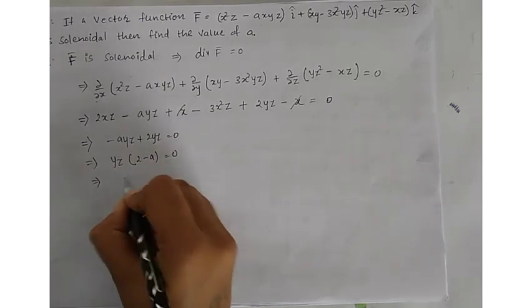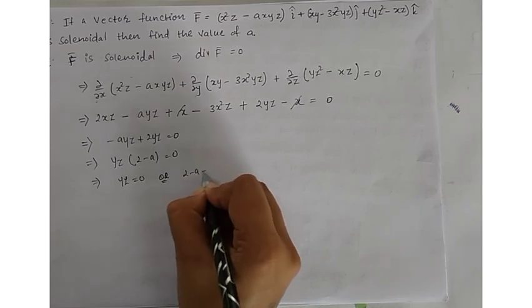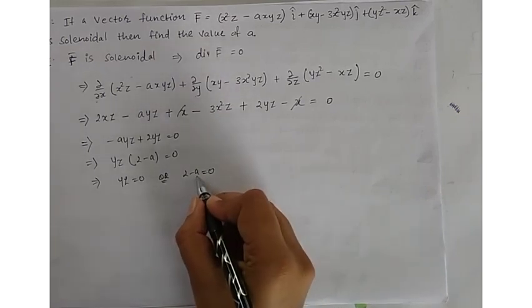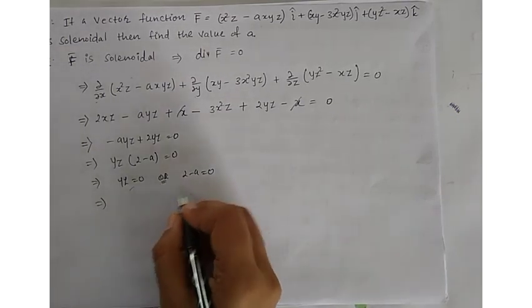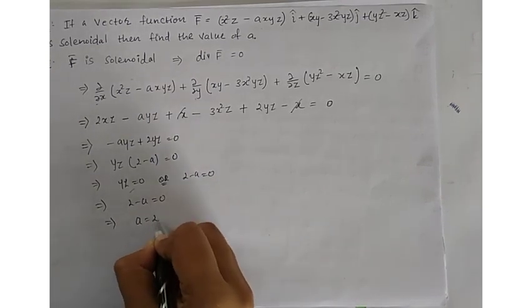So either yz is 0 or 2 minus a is 0. We want to find the value of a, so 2 minus a is 0, which implies that a equals 2.